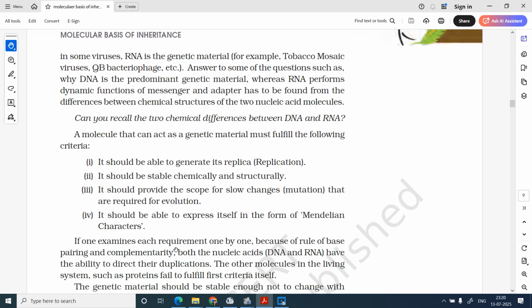A molecule that can act as a genetic material must fulfill the following criteria. First, it should be able to generate its replica (replication). Second, it should be stable chemically and structurally. Third, it should provide the scope for new changes (mutation) that are required for evolution. Fourth, it should be able to express itself in the form of Mendelian characteristics.